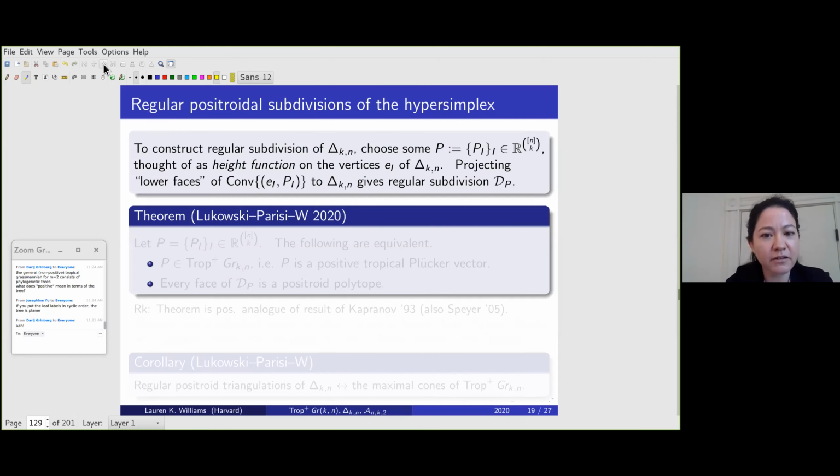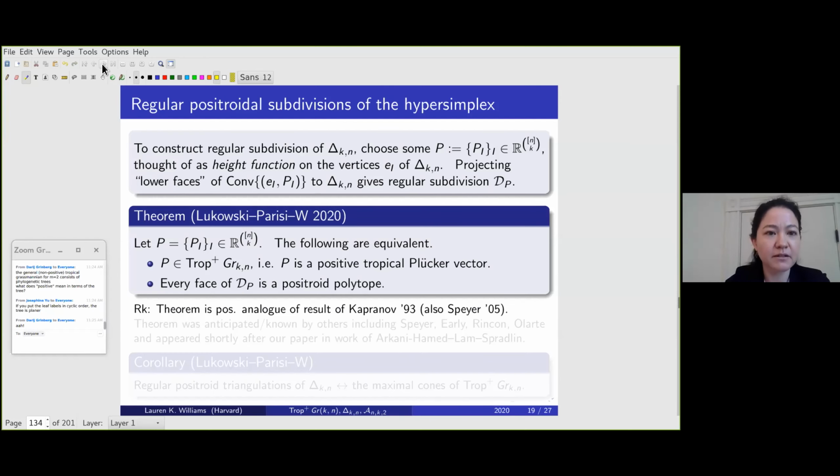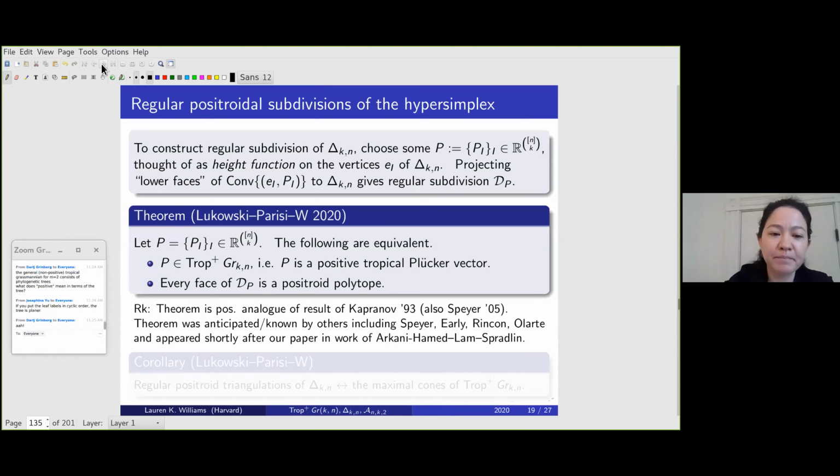And what we showed, which is an analog of the old result of Kapranov and Speyer, is that if P is a vector in R to the n choose k, then the following statements are equivalent. The first statement is that P is actually a positive tropical Plücker vector, so it obeys all of those tropical analogs of three-term Plücker relations. And the second statement is that every face of this regular subdivision is actually a positroid polytope. So this theorem is really just an analog of what was shown by Kapranov and Speyer. If we delete the word positive here, and if we write matroid instead of positroid, that recovers this older result. We thought we would find the result in the literature. We didn't, although not surprisingly, it was anticipated by many other people: Speyer, earlier, Rincon, Williams, and it appeared shortly after our paper in related work of Arkani-Hamed, Lam, and Spradlin.